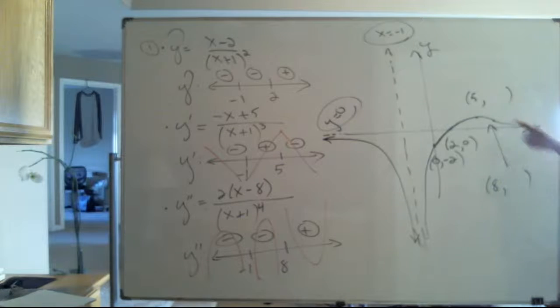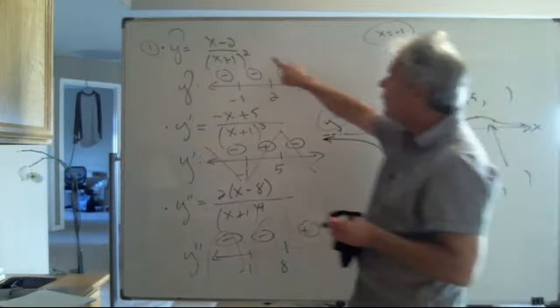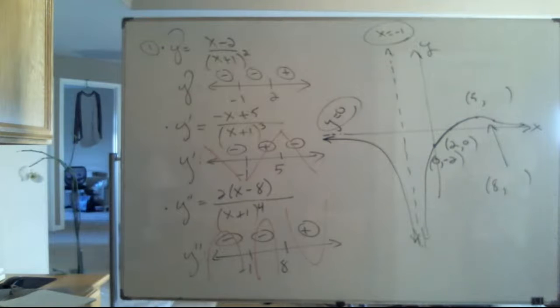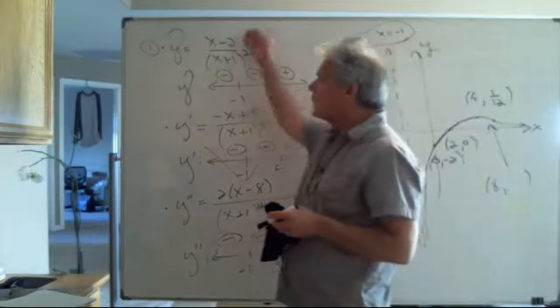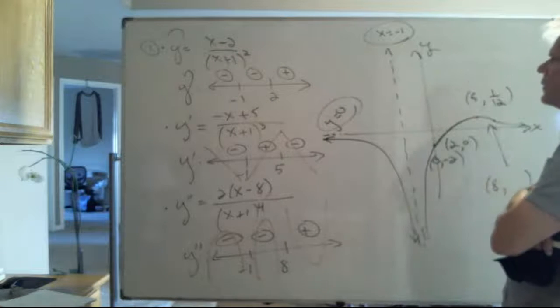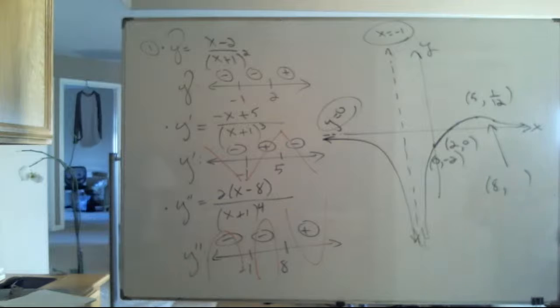Now, to get the corresponding y-coordinate when x is 5, I'll plug 5 in for x. Instead of 3 over 36, or 1 over 12. To get the corresponding y value when x is 8, I'll plug 8 for x in the original relationship between x and y. Is that a 6 over? Is that an 81?